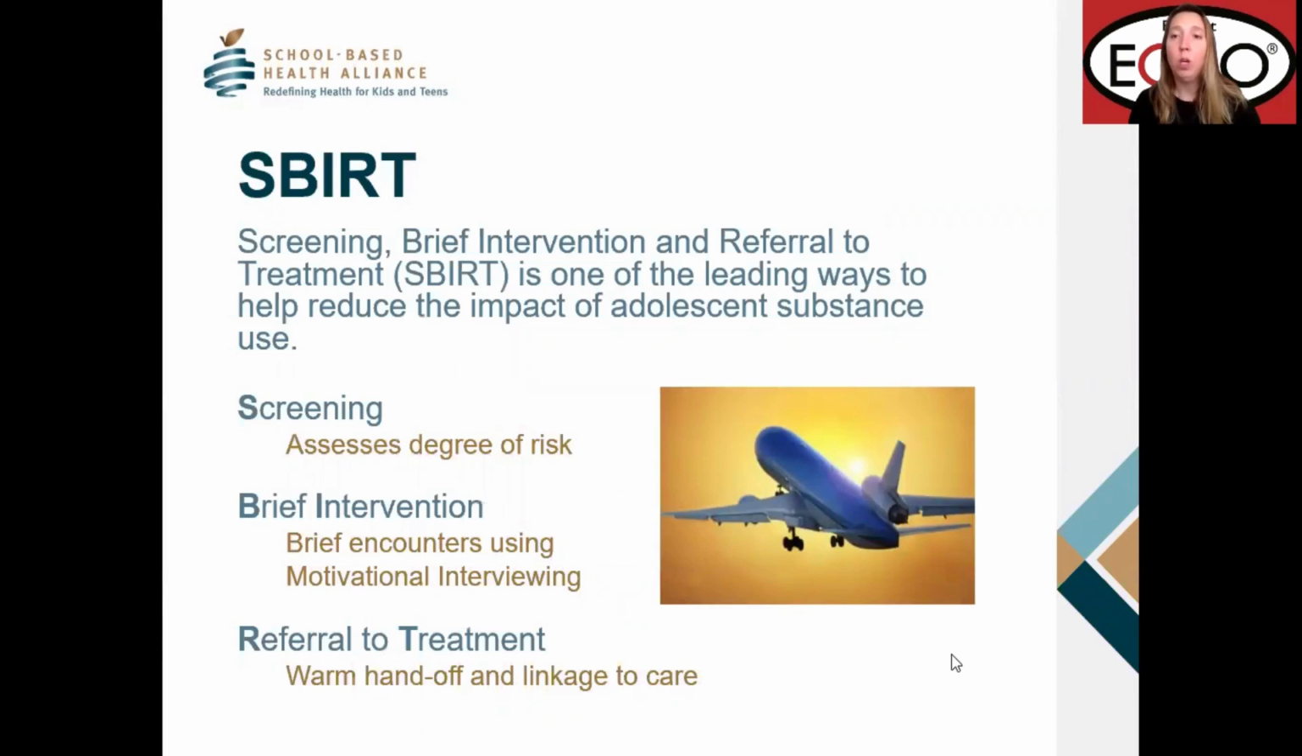There are three core components of adolescent SBIRT: screening, brief intervention, and referral to treatment and follow-up. In today's session, we're going to focus on screening. Screening is the process of assessing adolescents' substance use and the associated risks using validated tools.